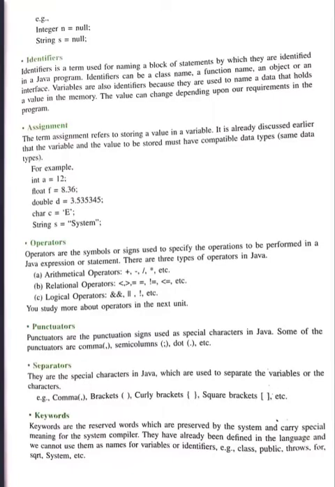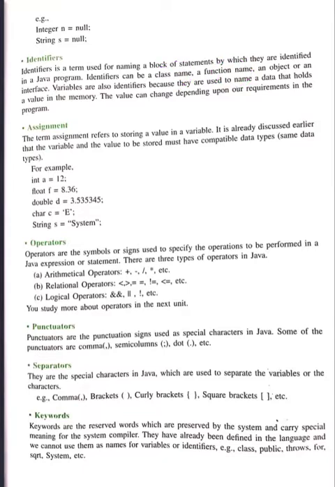Hello students, now in this second video of introduction to Java, I am going to explain a few more tokens. First one is identifier. Identifiers are also called variables. It is a term used for naming a block of statements by which they are identified in the Java program. It can be a class name, a function name, an object, or an interface.